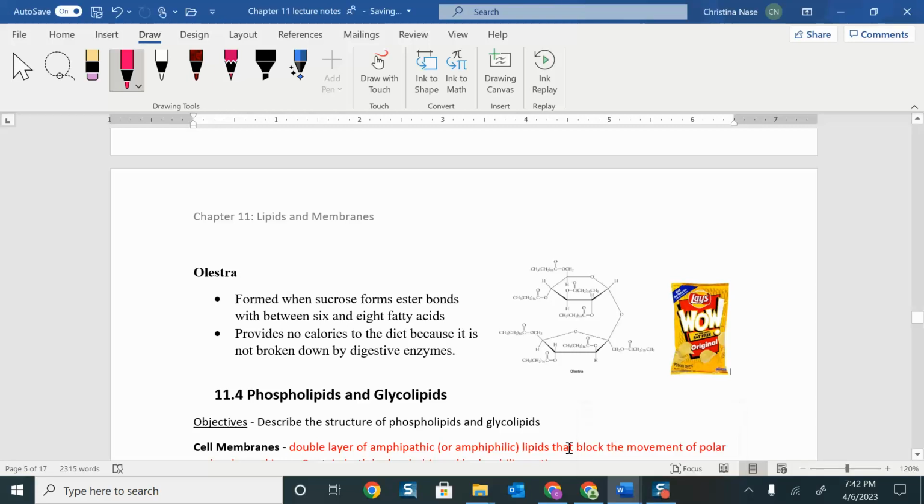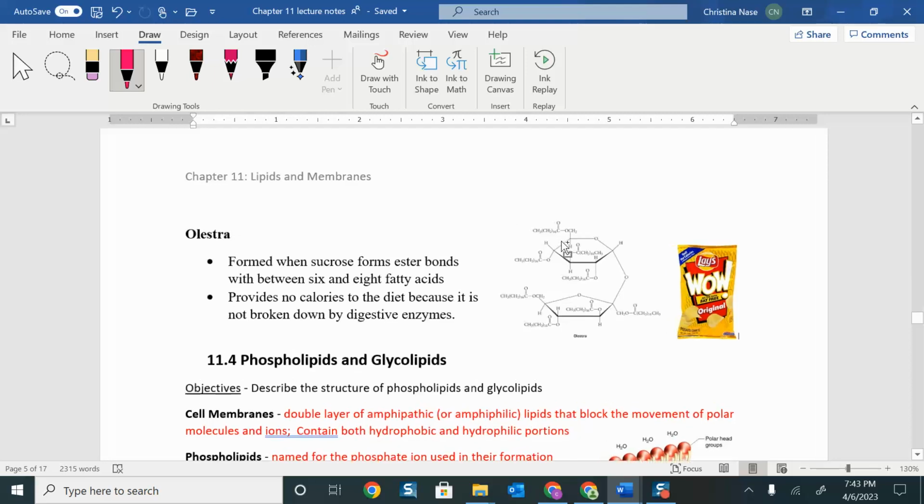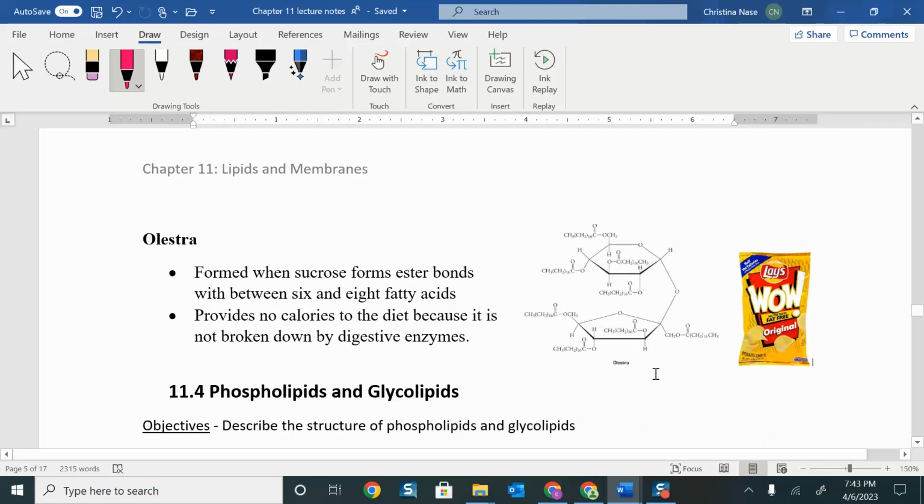And the last one I wanted to point out was olestra. Olestra is a sucrose ester. So what they did is they made this fat that basically your body can't break down, and they put it in chips, and everybody loved them because they were like fat-free chips. There's no calories in the diet because your body just doesn't have the enzymes to break it down. So they modified a sucrose molecule. They put ester groups on there. So you can see up there, that's where your fatty groups are. And your body just can't break it down.